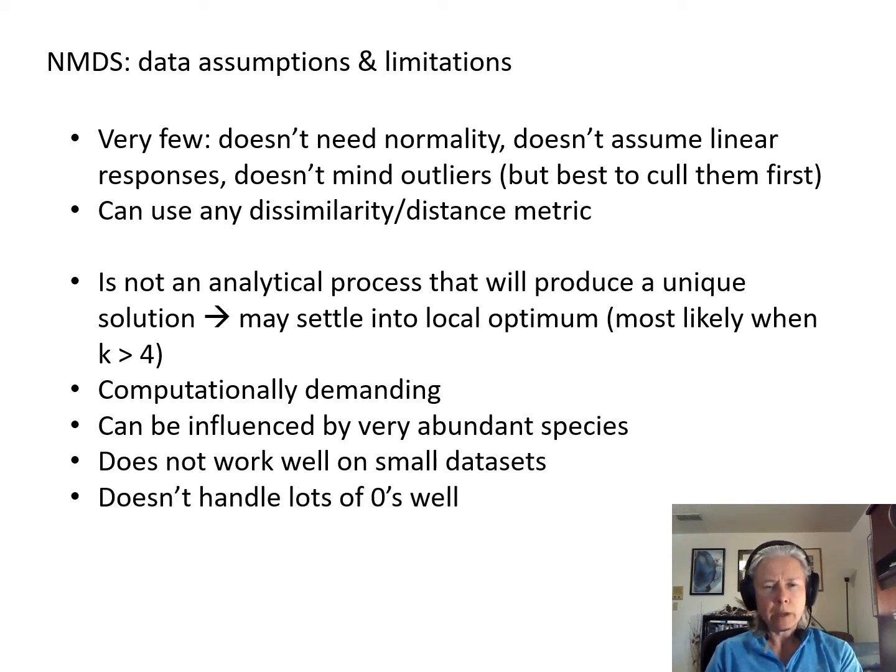And similarly, if you have data with lots of zeros in them, NMDS doesn't handle it very well. What you should try to do is do the iteration for a very large number of iterations to see if there is some consensus that emerges. But once again, be sure to interpret your results very cautiously if you have a data set with a lot of zeros in it.